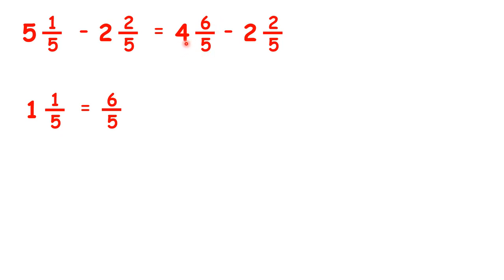Well, it's a bit like exchanging. We exchanged one of our whole numbers for 5 more fifths. So now we've got one less unit, we've got 4 instead of 5, but that gave us 5 more fifths. So as we had 1 already, we now have 6/5. So now we can answer our question. Our answer is 2 4/5 because we can do 4 take away 2 to make 2, and now we can do 6/5 minus 2/5 to make 4/5.